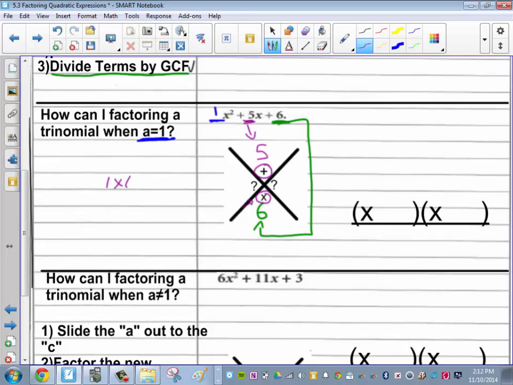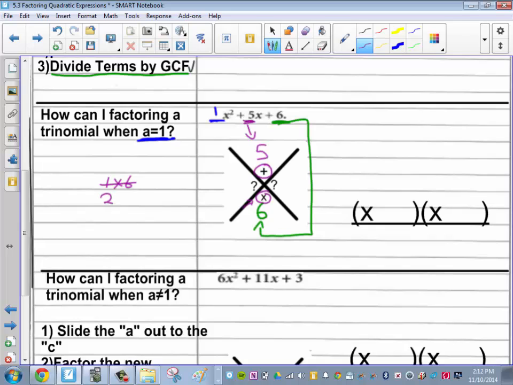Well, I know 1 times 6 is 6. So could that add together to be 5? Well, if the 6 was a positive and this one was a negative, it could. But because this 6 is positive, that wouldn't work out. So it couldn't be 1 and 6.